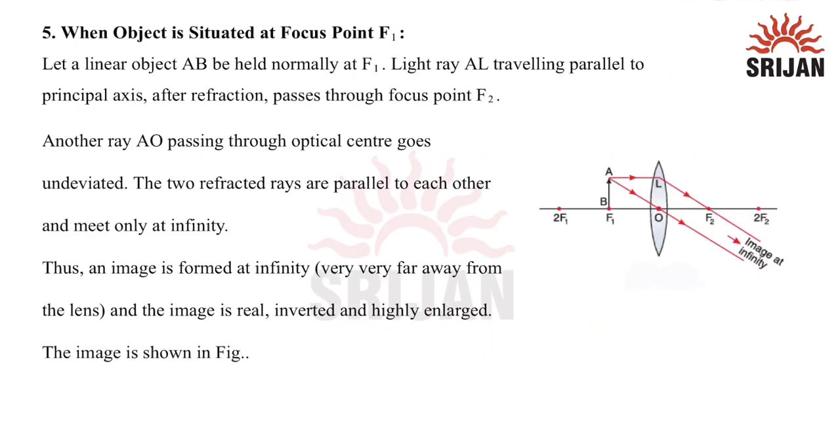Fifth is when the object is situated at the focus point f1. In such cases, let a linear object AB be held normally on f1. Light ray AL traveling parallel to the principal axis, after refraction, passes through the focus point f2. Another ray AO passes through the optical center and goes undeviated. Now these two refracted rays are parallel to each other and meet only at infinity. Thus an image is formed at infinity. This image would be very far away from the lens. Also, it would be real, inverted, and highly enlarged.